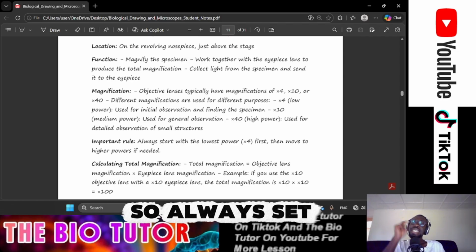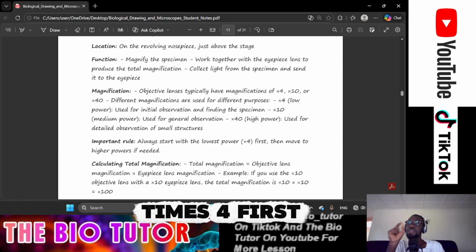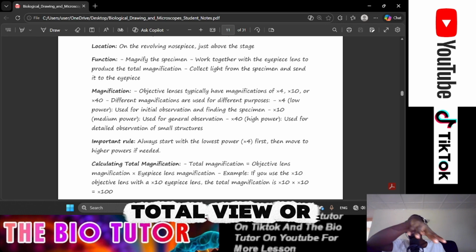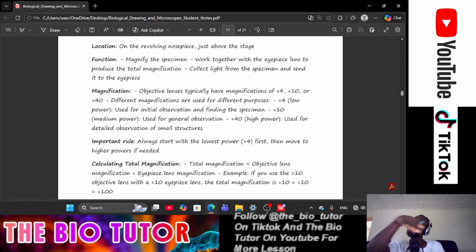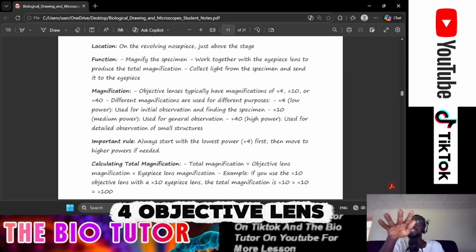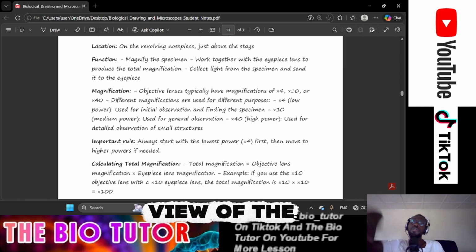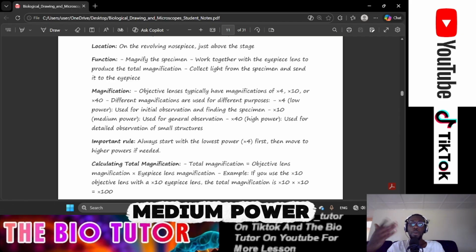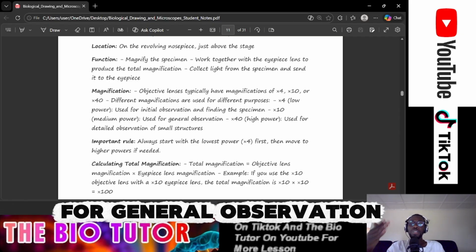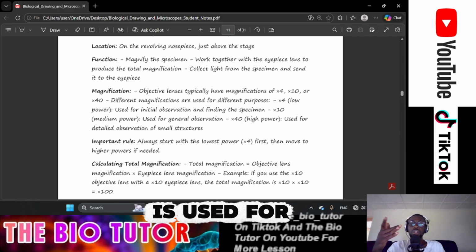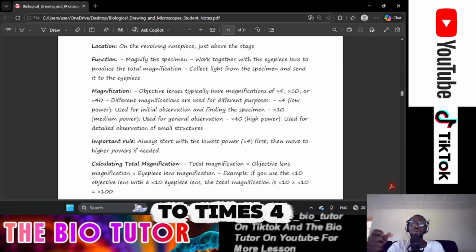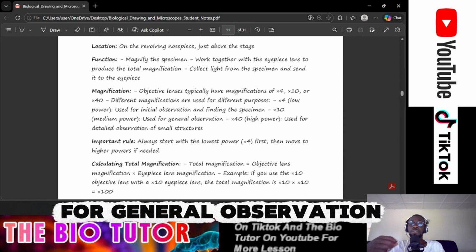So always set your microscope to times 4 first before you turn to view the object. So times 4 will give you the total view or the whole view. If you want to find a specimen, start with the times 4 objective lens, and it will give you the total or the whole view of the specimen you want to look at. Okay. And then times 10 is the medium power, which is used for general observation. So after I have turned my objective lens to times 4, I move it to times 10 for general observation.